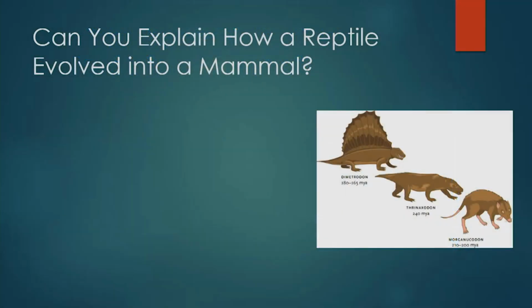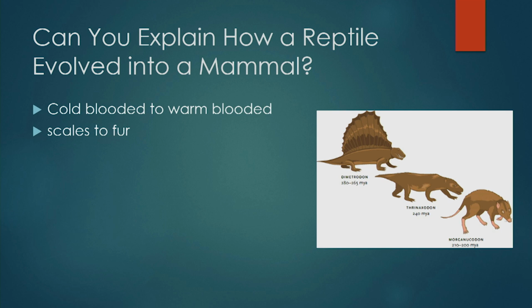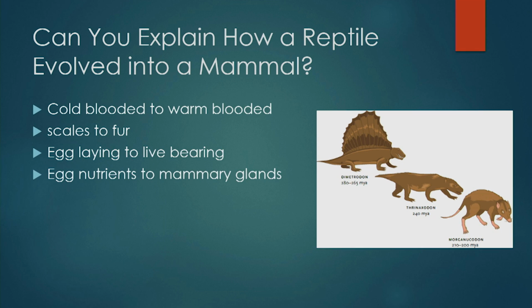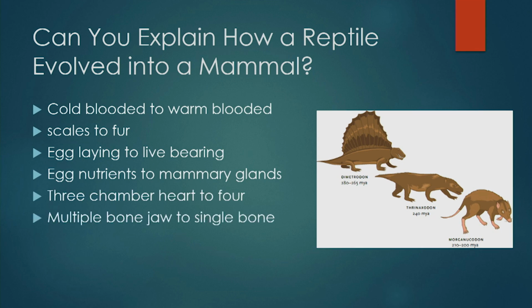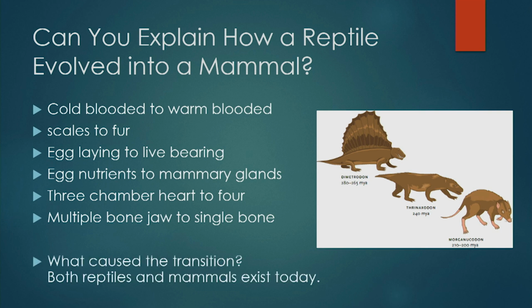Let's just narrow this sequence down to, in other words, can you explain how a reptile evolved into a mammal? Now look at the changes that are required here. Cold-blooded to warm-blooded. A complete transformation in the entire metabolism? Are you kidding me? From scales to fur, from egg laying to live bearing, from egg nutrients to mammary glands, a 3-chambered heart to 4, a multiple bone jaw to a single bone jaw. I mean, what caused all these transitions anyways?